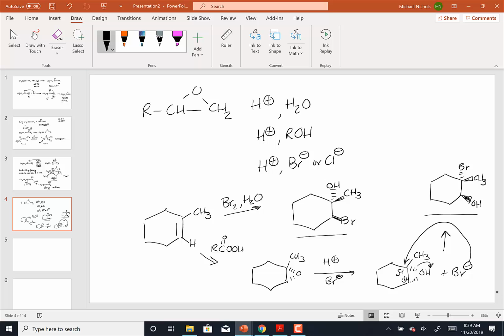All right, everybody still kind of with me? So this is how epoxides can be used. If I added H plus H2O, I would end up with 2 OHs. If I added H plus an ROH, we've already seen you end up with an OH and an OR. And then if you add HBr, HCl, you end up with the OH and the bromine or the chlorine.